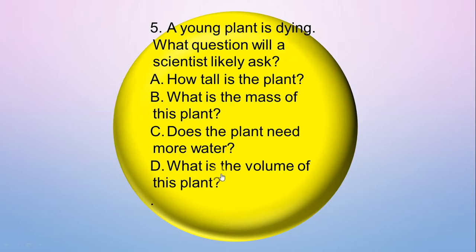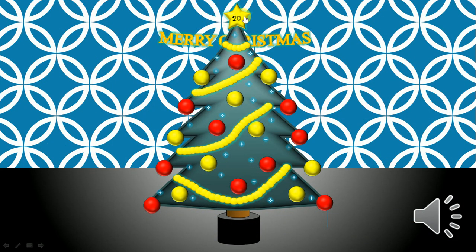Number 7. A young plant is dying. What question will a scientist likely ask? How tall is the plant? What is the mass of this plant? Does the plant need more water? What is the volume of this plant? Number C. Excellent. It's going to die, so I'm gonna ask, does the plant need more water? Okay, last question.